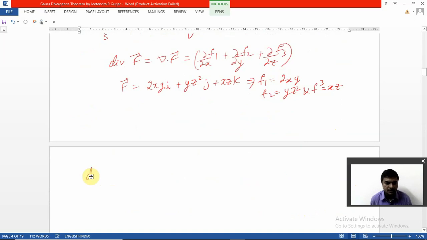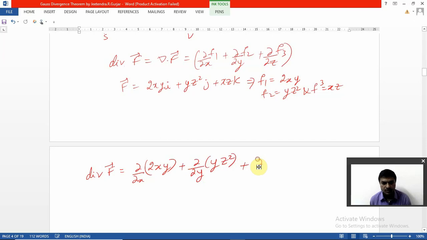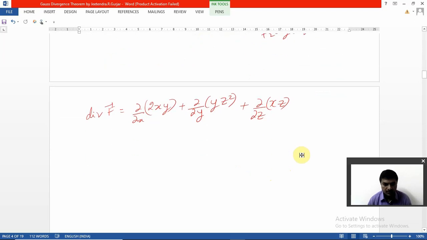So this will become divergence of f bar is equal to ∂/∂x (2xy) plus ∂/∂y (yz²) plus ∂/∂z (xz). Is it clear, students? Okay, so now I have to differentiate. See, this is a vector integral we are doing, but please remember differentiation will be done every time. So you have to participate. Please practice the differentiation. This is a partial differentiation.